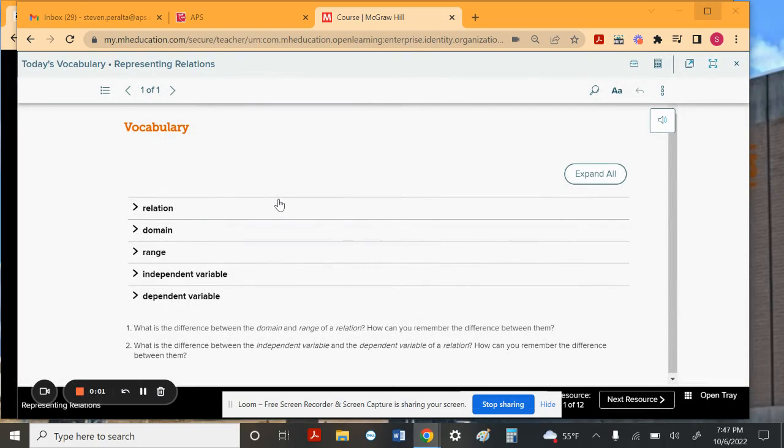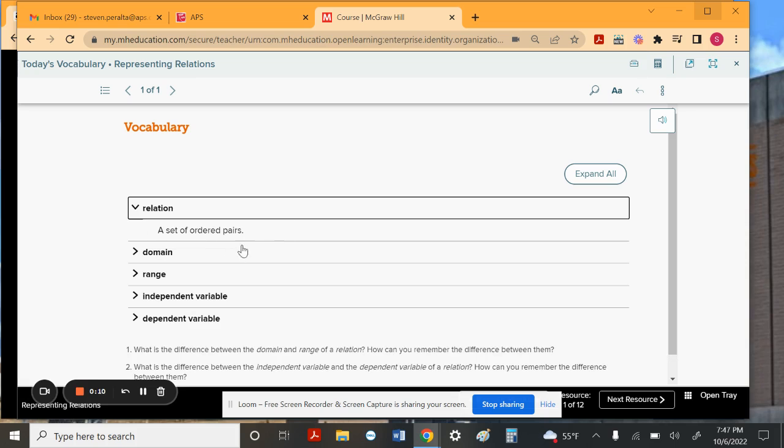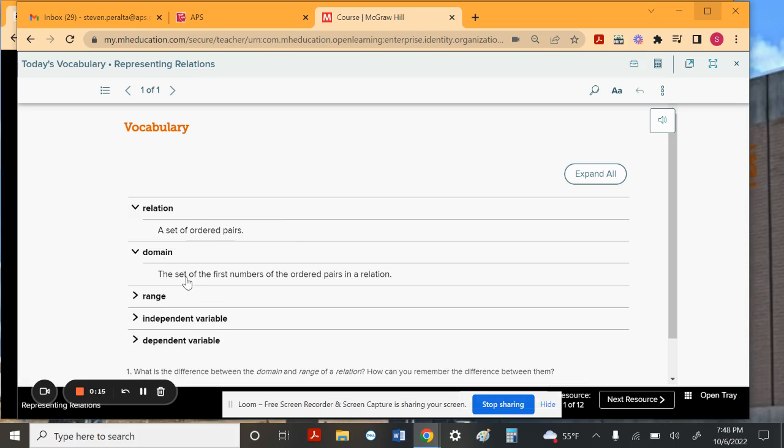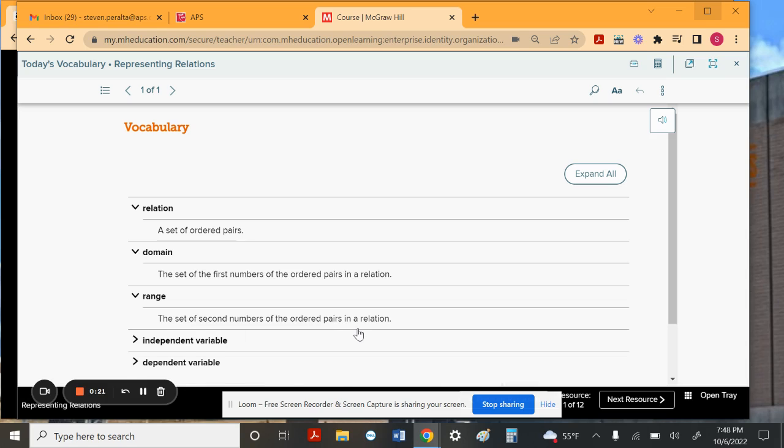We're starting with a new module, Module 3, and we're going to start looking at these things called relations. Let's take a look at the definition. A relation is just a set of ordered pairs. A domain is the x values in the ordered pairs. The range is the y values in the ordered pairs.